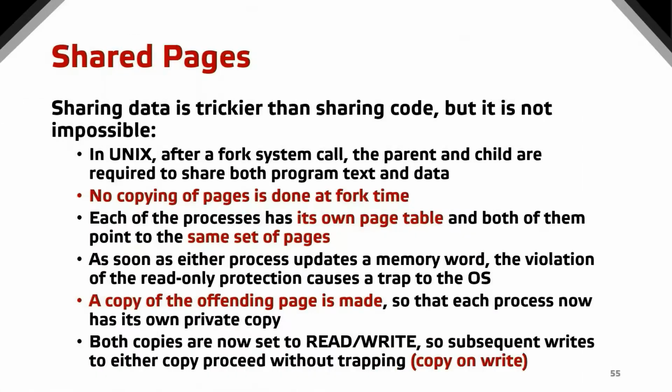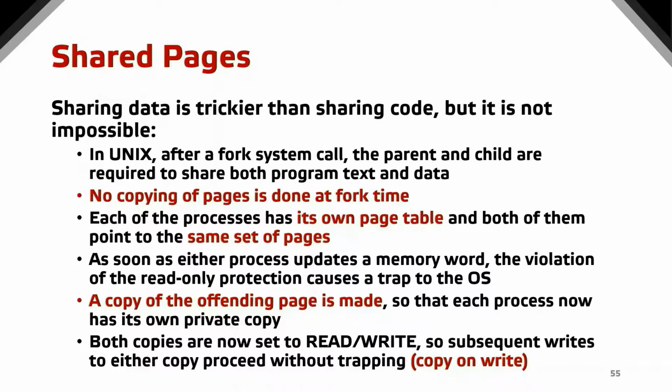In particular, in Unix, after a fork system call, the parent and child are required to share both program text and data. In the paging system, what is often done is to give each of the processes its own page table and have both of them point to the same set of pages. Thus, no copying of pages is done at fork time.